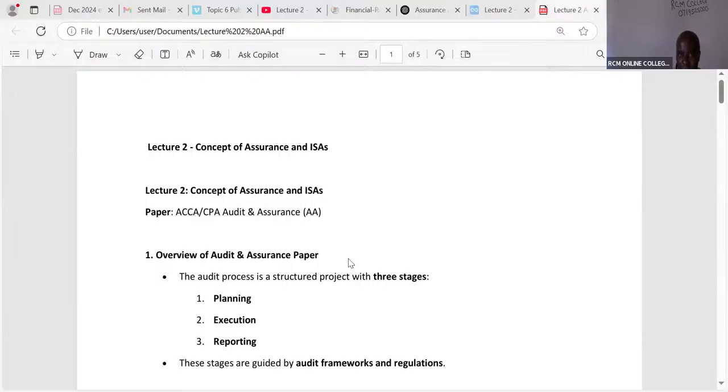Because if I go to the hotel and the hotel people are not cooperative, they're not able to give me information, then I will come and say that I was not able to form an opinion. So I disclaim. It's called a disclaimer. I'll be able to look at that.